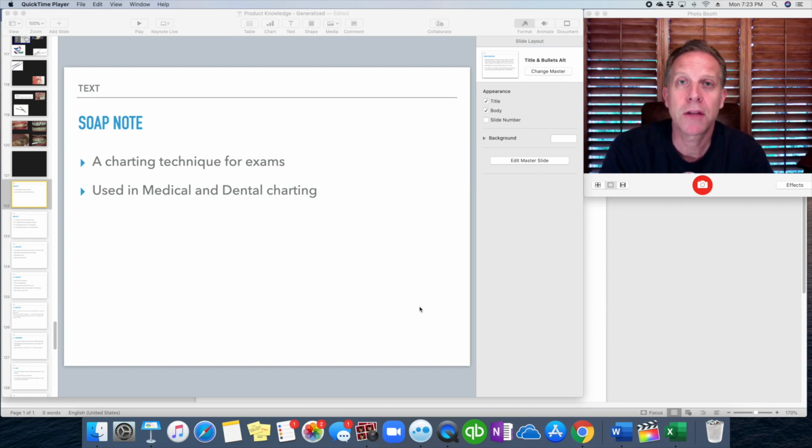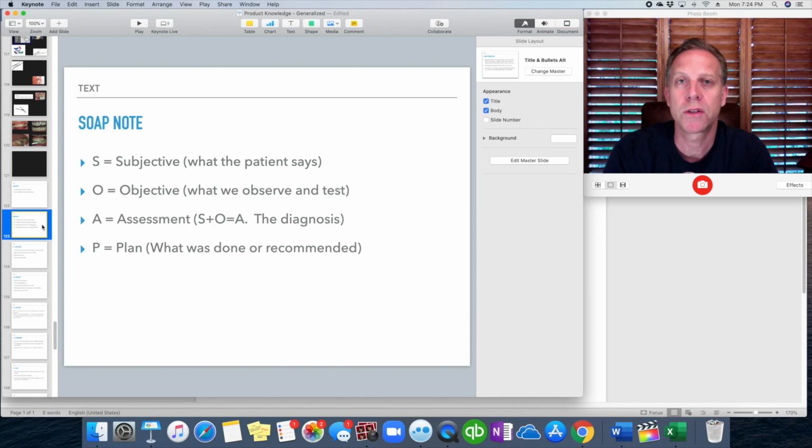This has been something that's used both in medical and dental fields, and so we're going to take how it is going to be applied really to dentistry in our office in particular. So first of all, let's go over, well, what does SOAP stand for?